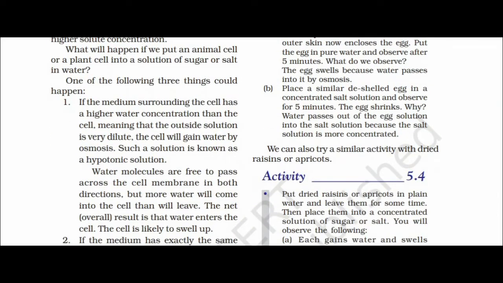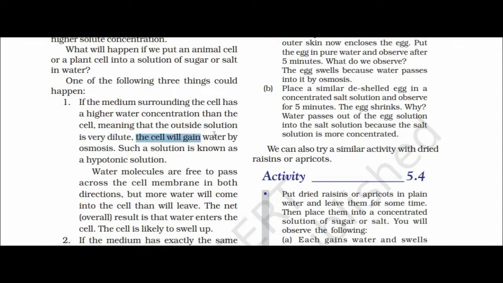And what are they? Number one, if the medium surrounding the cell has a higher water concentration than the cell, meaning that the outside solution is very dilute, the cell will gain water by osmosis. Such a solution is known as a hypotonic solution. Since it is dilute, water will easily pass through the cell membrane and enter the cell. That is why the cell will gain water.